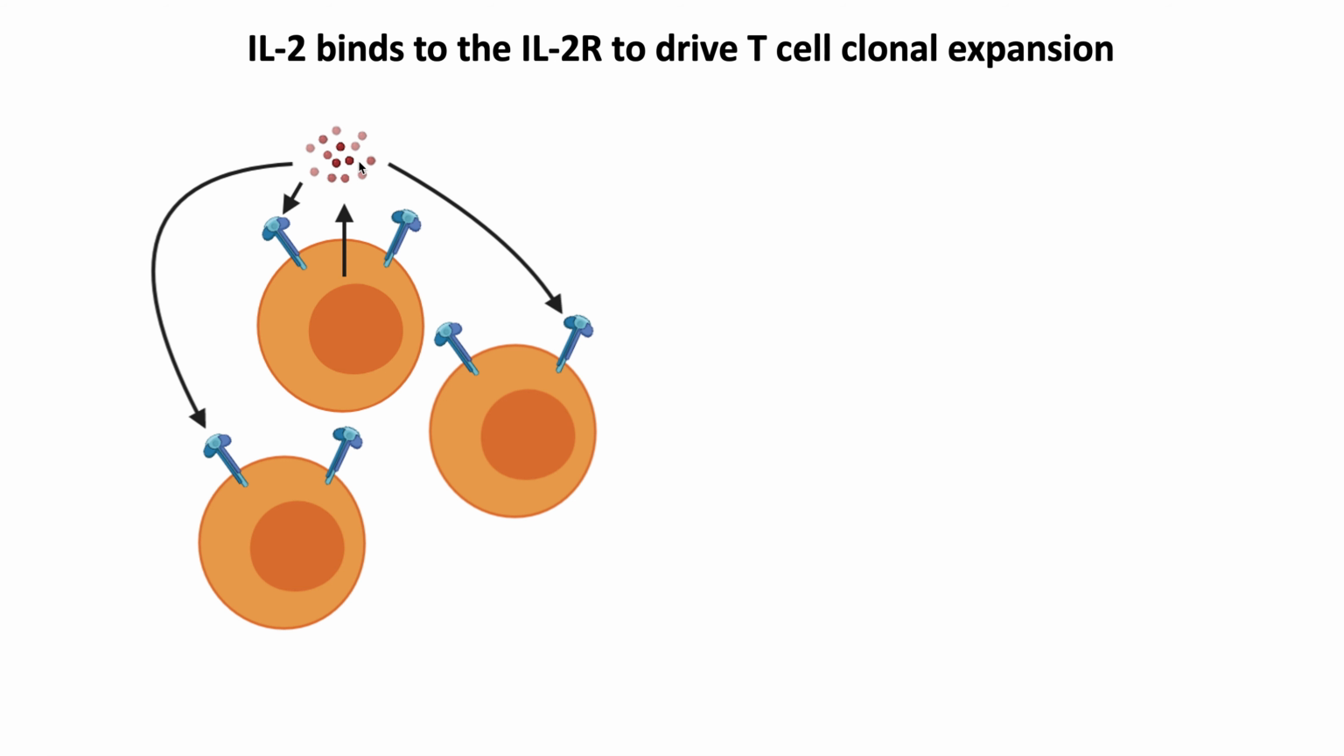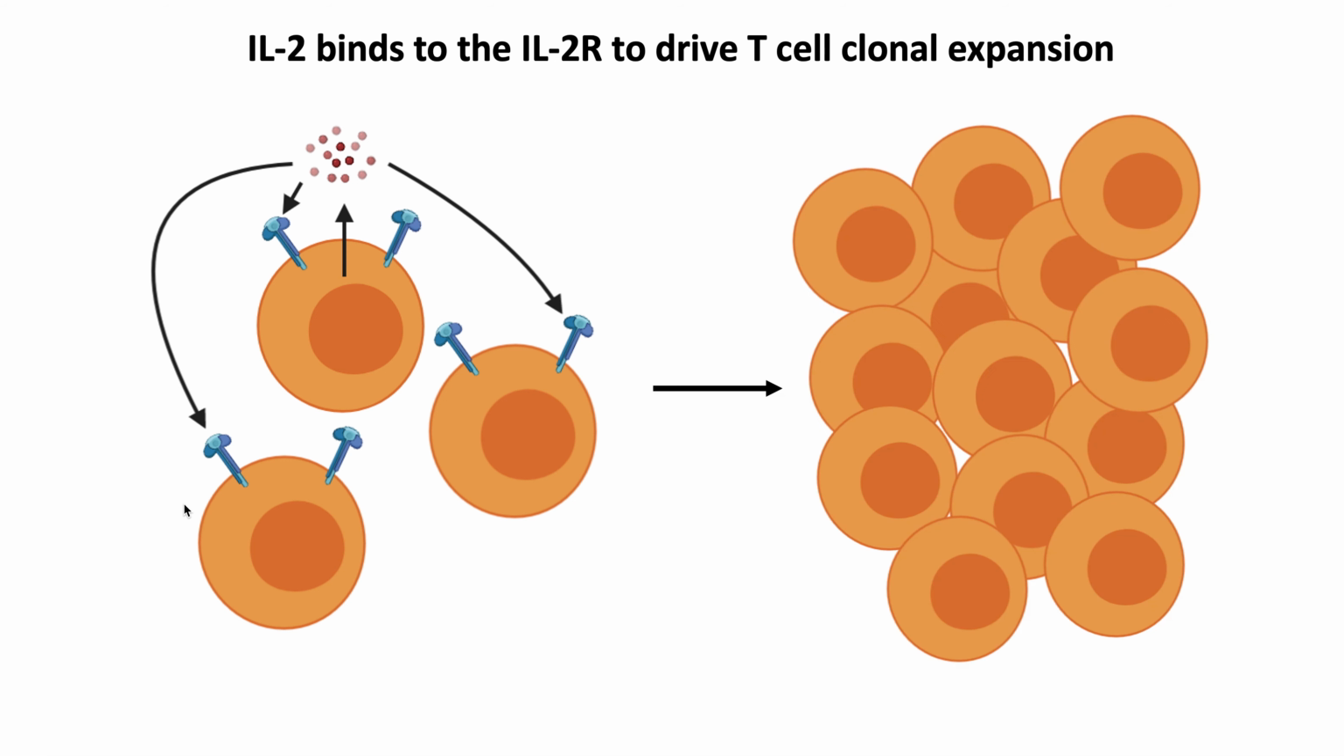When this happens, interleukin-2 can bind to the interleukin-2 receptor either on the same cell that secreted the IL-2 with autocrine stimulation or on neighboring cells in a paracrine fashion. And when that happens, IL-2 drives clonal expansion. These T cells start to divide rapidly. And so we get clonal expansion.